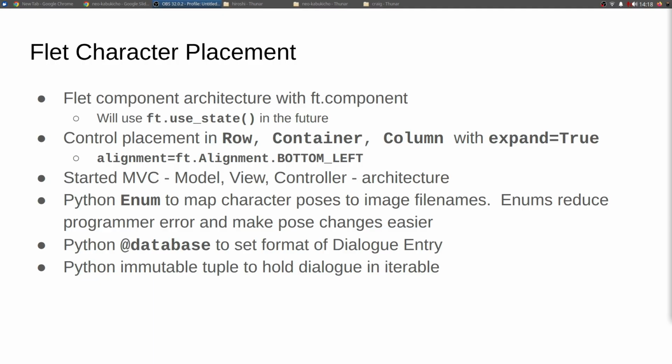We're using the Python built-in data class to set the format of the dialog entry so that each entry has a consistent format. So there's a model for the dialog entry. We're also using the Python built-in data type called a tuple, which is immutable, meaning that you can't change it after it's in the tuple. And we're holding the dialog in an iterable. We'll use this iterable in the future to move through the different scenes. The iterable has an index like 0, 1, 2. It's the same as a list.